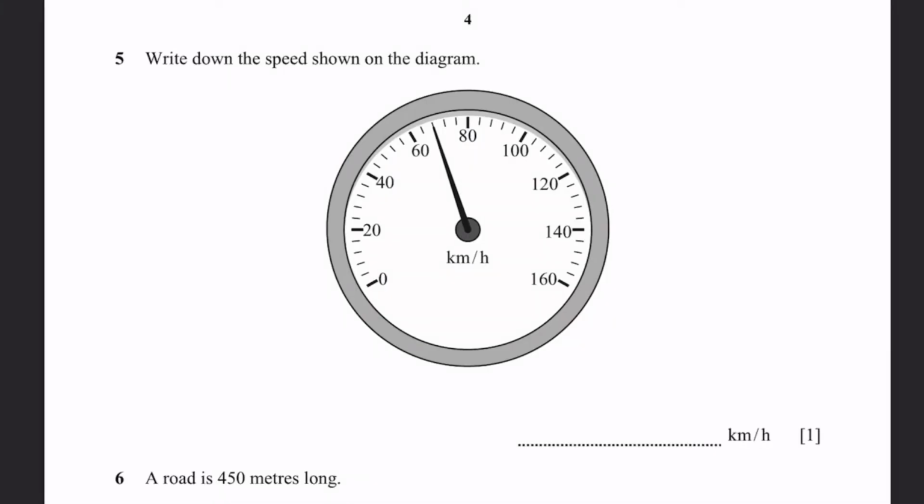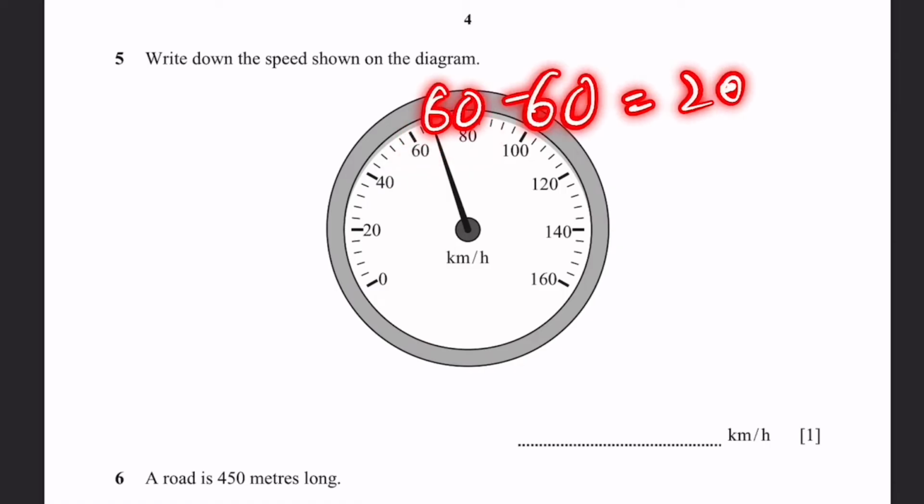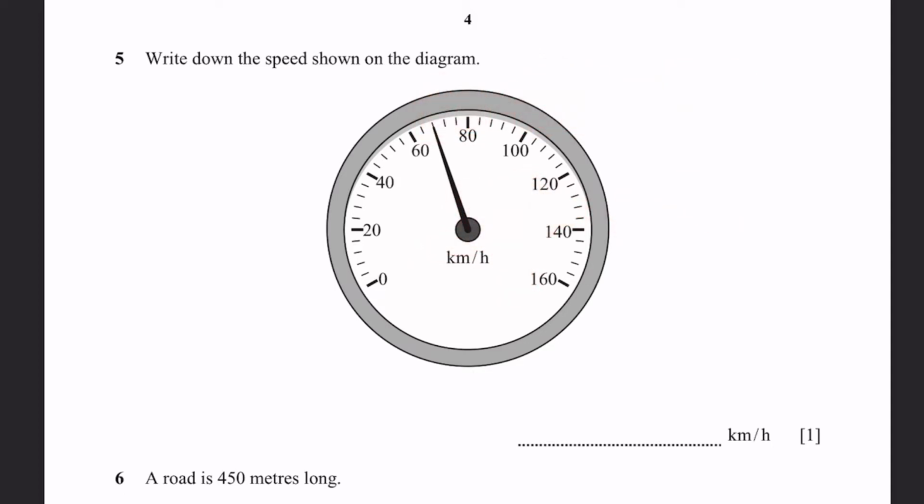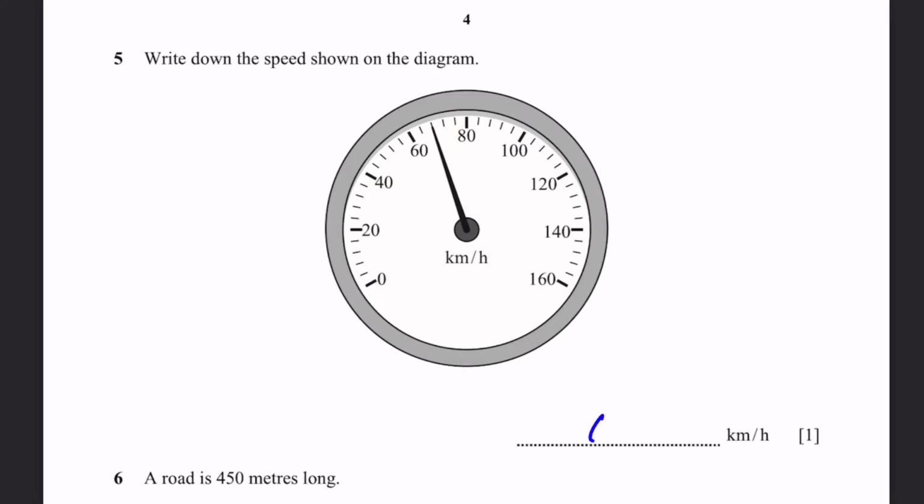Question 5. Write down the speed shown in the diagram. We know the speeds between 60 and 80 kilometers per hour. Now we have 1, 2, 3, 4, 5 intervals between each one. So that means the difference between these two large intervals is 80 minus 60, 20. And we divide that by 5 to get 4 kilometers per hour increase between each small interval. So 60, 64, 68 kilometers per hour.